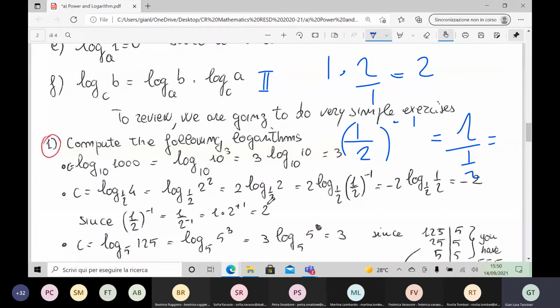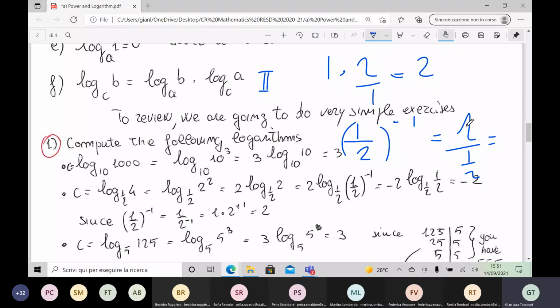I did it because I know that this basis is 1 over 2. And then see, minus 1 is the exponent of who? Of the argument. So put it here. Minus 1 times 2 is minus 2. Then you have logarithm with basis 1 over 2 of 1 over 2. But again, logarithm with basis A of A is 1. So you have minus 2 times 1. Okay, I did here, guys, the operation. Okay, here I explain better, maybe. So again, we applied which property? C and D.